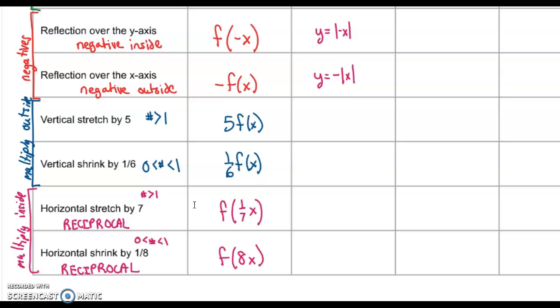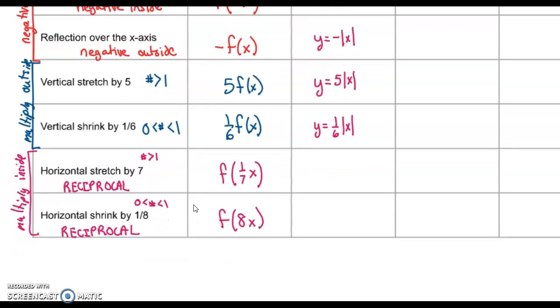All right, so let's do the vertical stretches and shrinks. If you recall, the vertical stretch by 5 was multiplying by 5 outside the parentheses or outside the f of x. So the 5 is multiplying just right in front of the absolute value, but not inside the absolute value bars. Same thing, the 1/6 is multiplying in front of the absolute value bars.